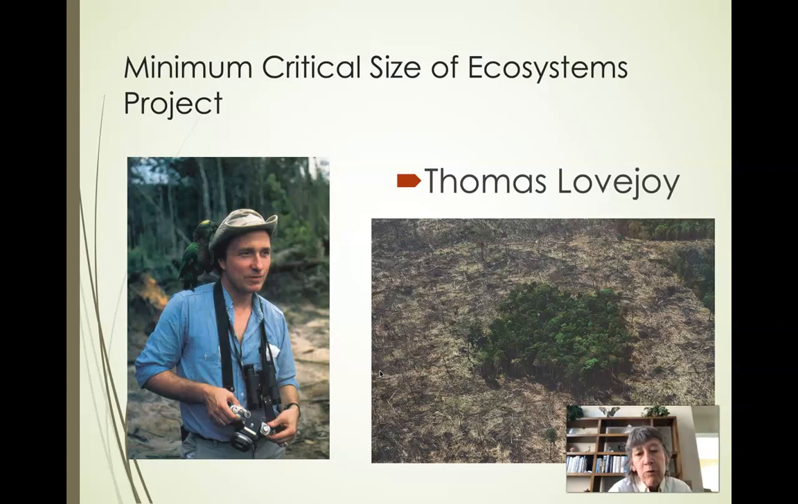And so he worked with ranchers to have islands of tropical forests surrounded by a sea of cattle pasture. Those islands of forest ranged from 10 hectares to 10,000 hectares, and he looked at extinction rates on these islands of different sizes.